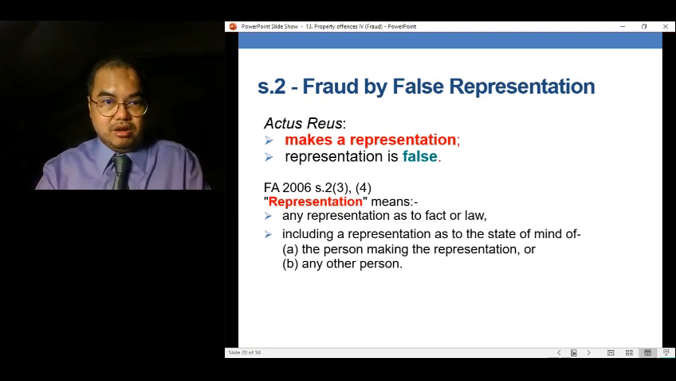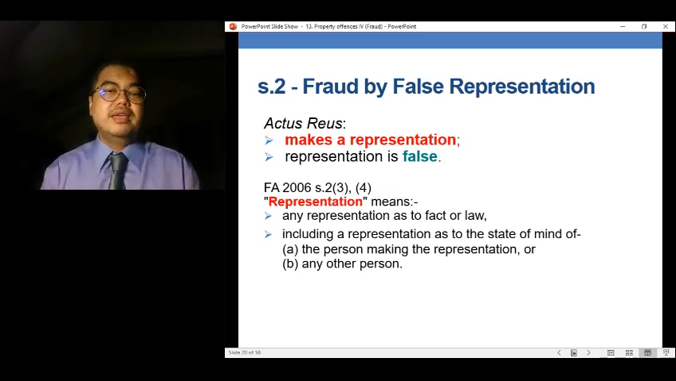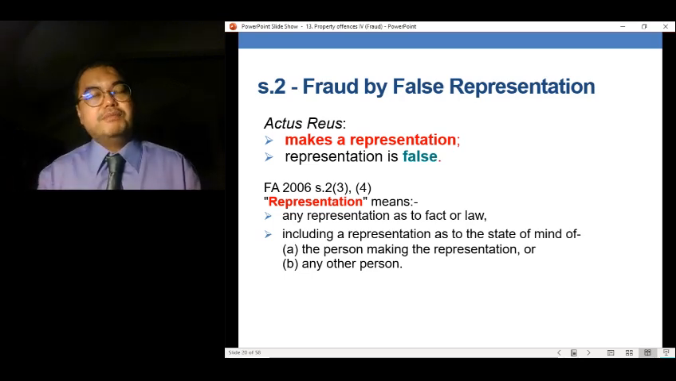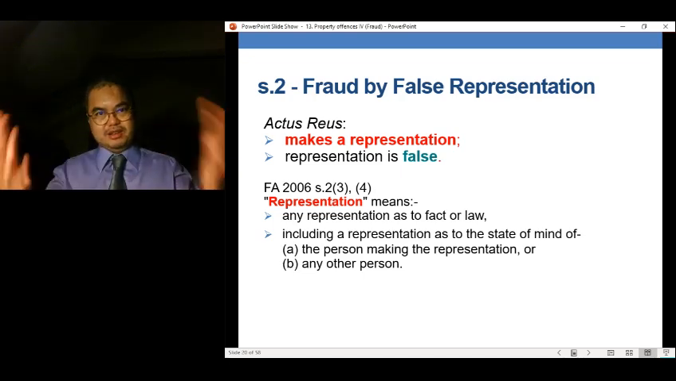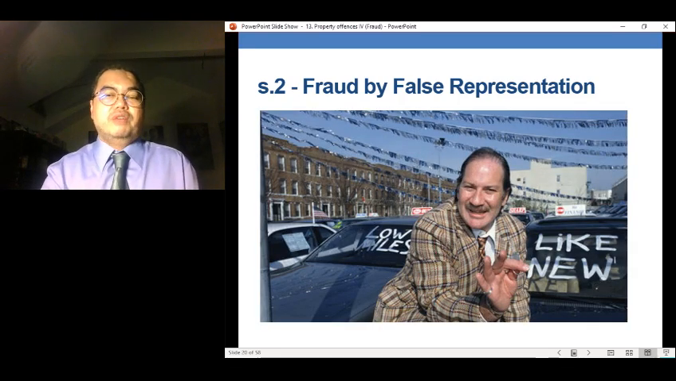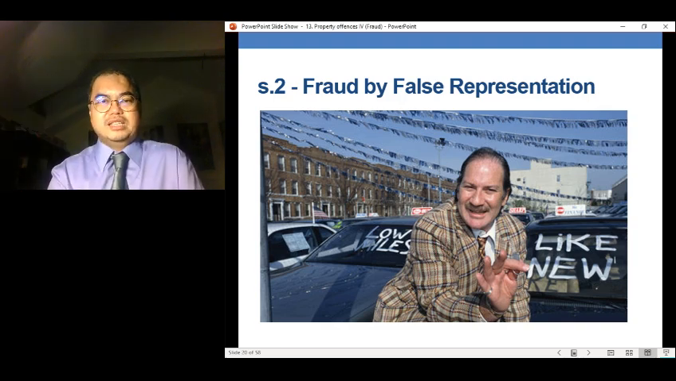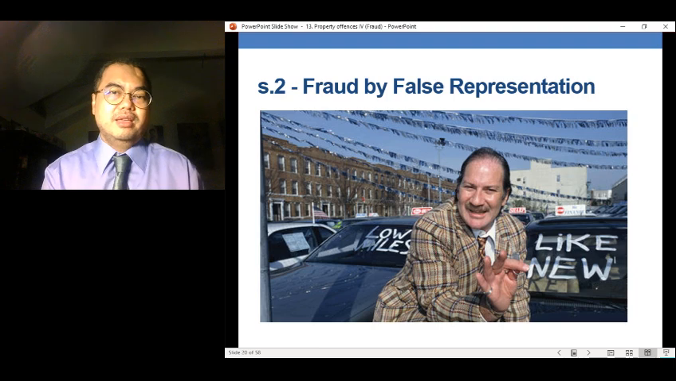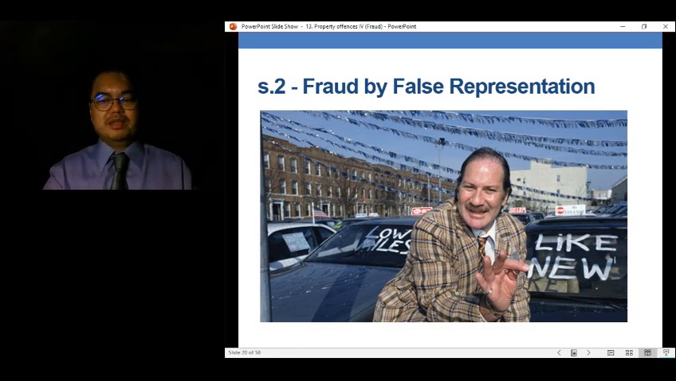Section 2, subsections 3 and 4 go on to explain what representation means. A representation can be as to fact or as to law, and it also includes representation as to the state of mind of the person making the representation or the state of mind of any other person. So you can say, in my mind it is this, or the other person feels that it is that. For example, you go to a used car salesman, and he represents to you that this car is like new, or has only one previous owner. If that is untrue, false or misleading, then he has made a false representation.